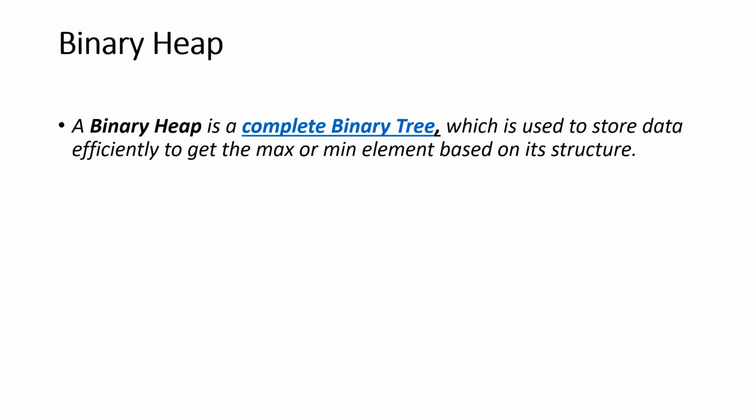Here the binary heap follows the complete binary tree property, which is used to store the data efficiently to get the max and min element. Because it follows the complete binary tree property for storing the data, we can get the minimum or maximum element very efficiently, in less time.